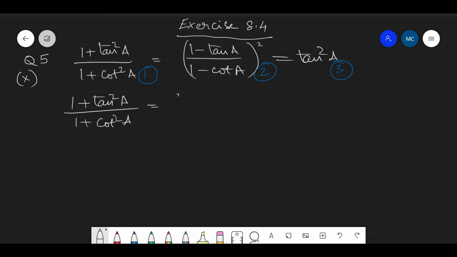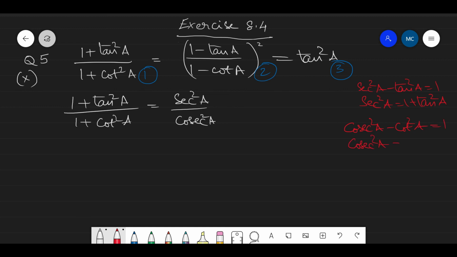This is equal to secant square A by cosecant square A. We know the identities. Secant square A minus tan square A is equal to 1. From that, secant square A is equal to 1 plus tan square A. We are using this identity there. Similarly, cosecant square A minus cot square A is equal to 1. So, cosecant square A is equal to 1 plus cot square A. This one we are using in the second term. So, you will be getting secant square A by cosecant square A.